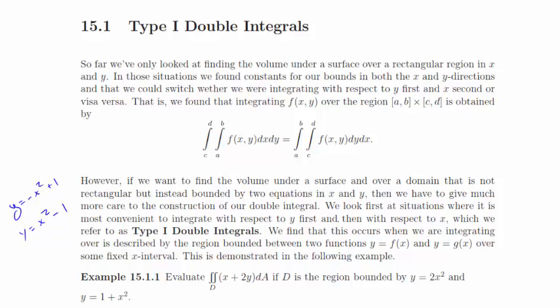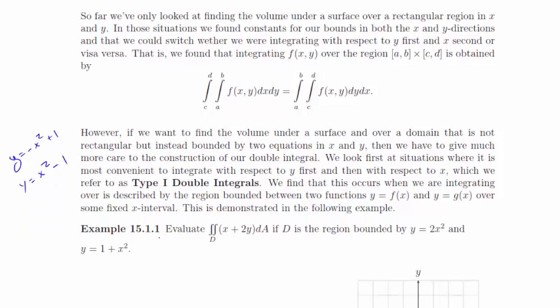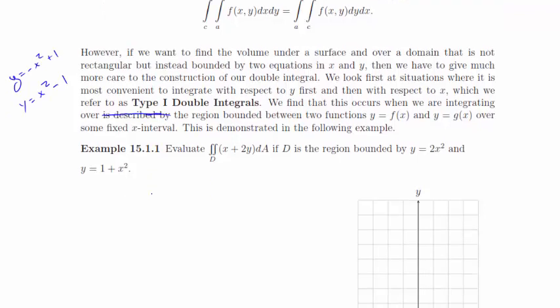If this is the case, then we have to give much more care to the construction of our double integral. We look first at situations where it's most convenient to integrate with respect to y first and then with respect to x, which we refer to as a type 1 double integral. We find that this occurs when we are integrating over the region bounded between two functions y equals f of x and y equals g of x over some fixed x interval. So lots of words there. You can read it a couple times if you want to, but let's just look at an example to really see what I'm trying to say here.